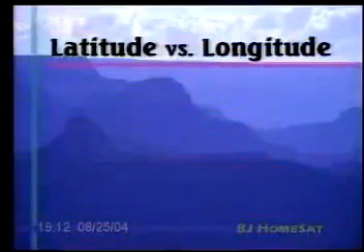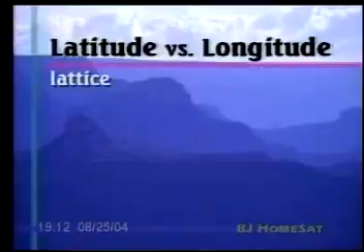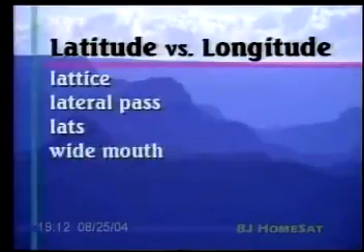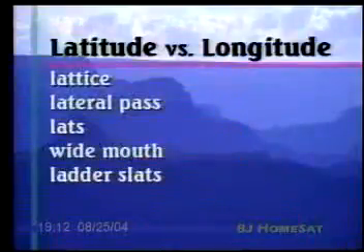But the main thing is to be sure not to confuse latitude and longitude. So let me give you a few hints to help you keep them straight. Okay, for latitude, you can think of something like lattice or a lateral pass going across. Lats, which are short for latissimus dorsi, the lateral muscles. You might think of wide mouth when you say latitude. Your mouth kind of goes wide, and wide like this latitude. Or you can think of ladder slats going across that you climb up on.